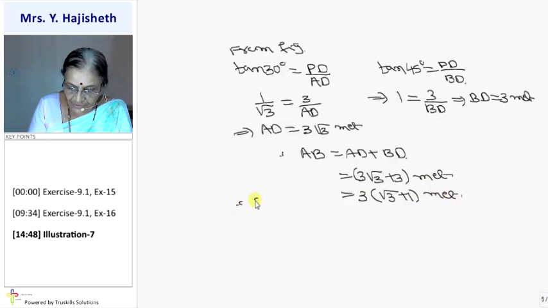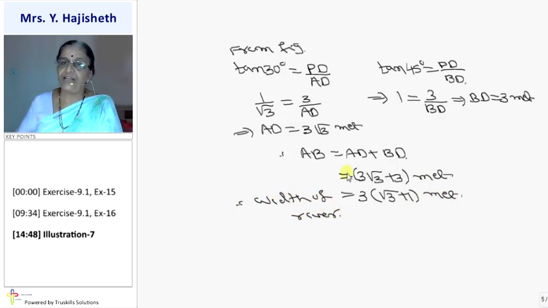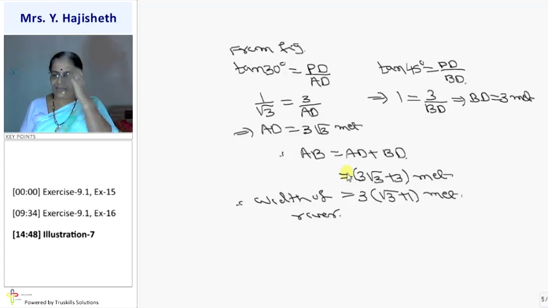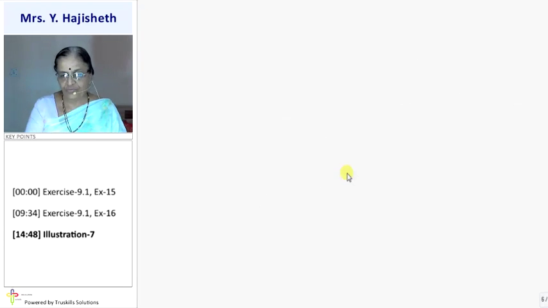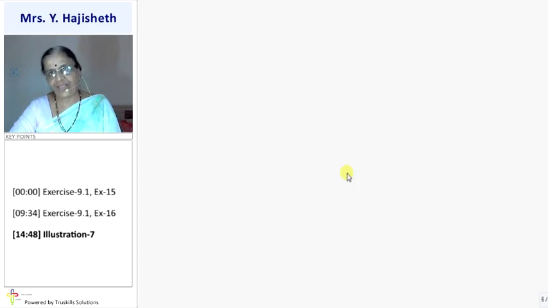So therefore width of river is nothing but 3 times root 3 plus 1 meter. Clear? So this sum is given as an illustration in your textbook, given solved. But I find it a good sum. So I have done it.